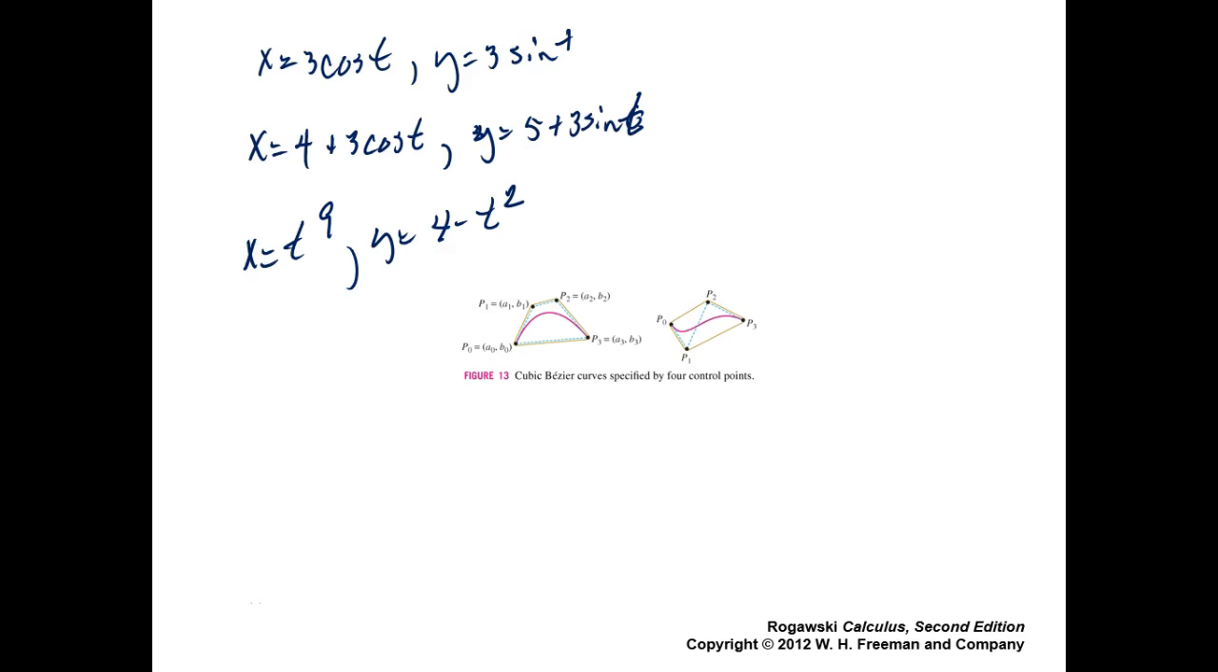What's that? Okay, we could take a derivative of what? Both, okay. Tell me what that would give you. dx/dt is equal to what? 9t to the 8th. And dy/dt is equal to negative 2t. Now, what does that tell you?